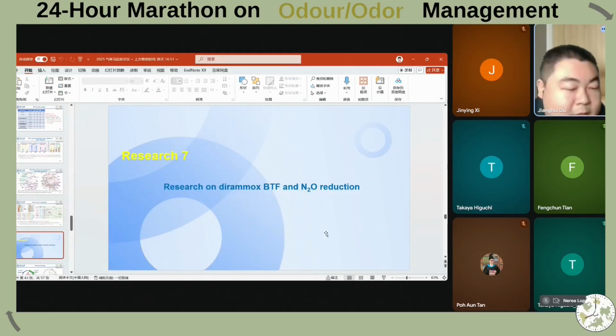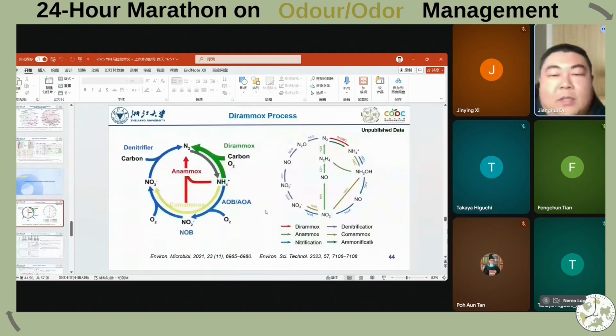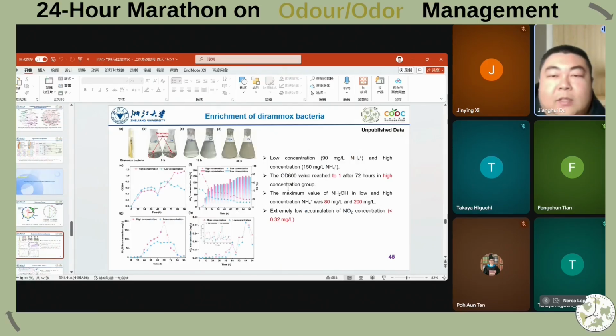In the next work, we try to find a new method to reduce the generation of nitric oxide, and we found this new process. We call it the dynamics process. In this process, the ammonia could be directly transferred into nitrogen. This is the process, and in the first step, we try to enrich the dynamics bacteria.